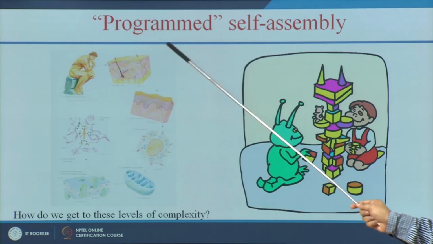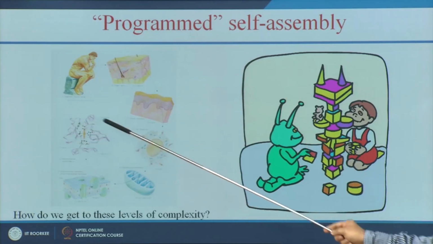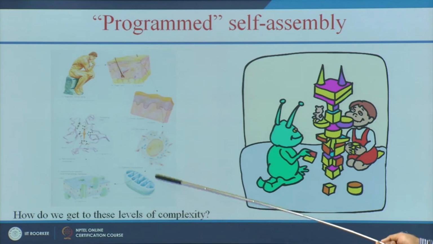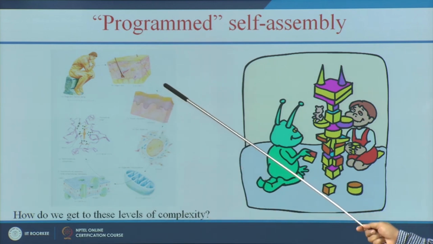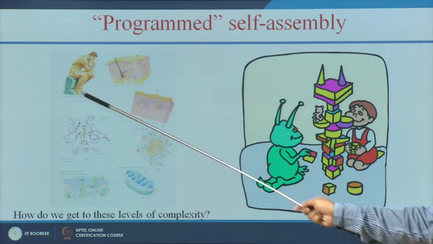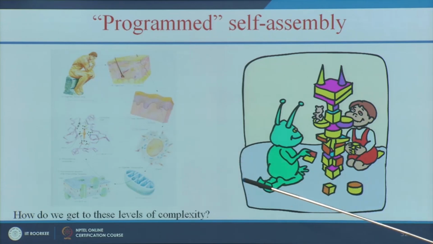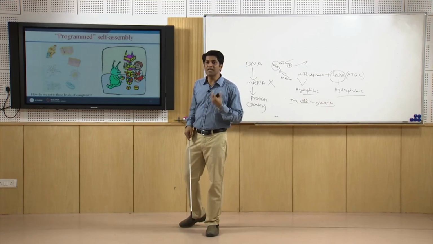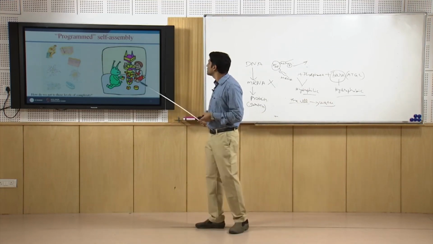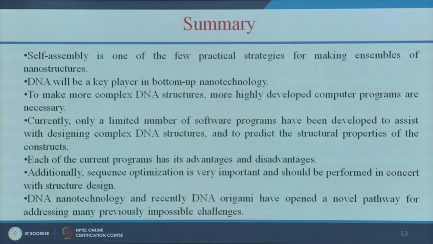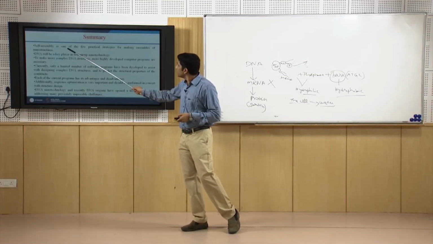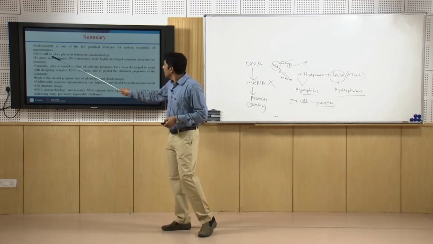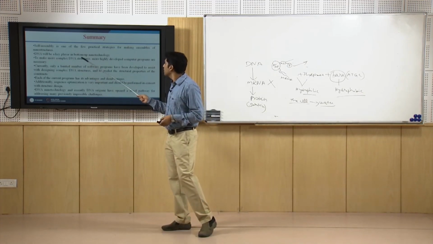So, we are also an example of programmed self assembly. If you see, we originated from simple atoms, the atoms combine and form the cells, and the cells combine and form the tissues, and tissues combine and form the organs, and organs combine and form the complete body. So, if we understand self assembly, we can also make such kinds of complex structures and nanoscale devices and everything, but our understanding of self assembly is still at the elementary level. As a summary, self assembly is one of the few practical strategies for making ensembles of nanostructures, and here the DNA will be the key player in bottom up nanotechnology.